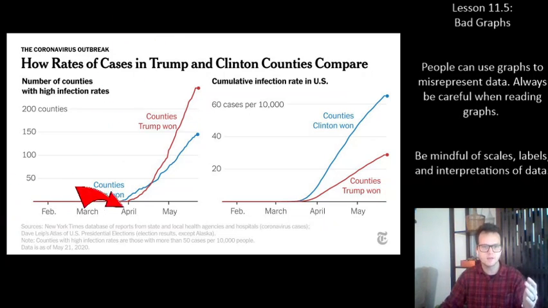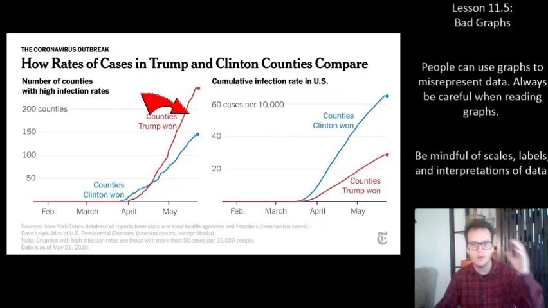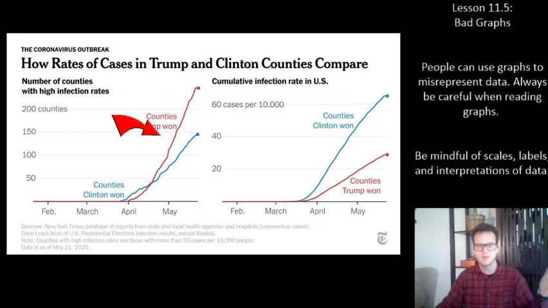The x-axes look fine. They go up seemingly even intervals of a month at a time. Y-axis for this first graph, they go up by 50, that's fine. Y-axis for this other one goes up by 20, that seems fine to me. So let's look at this first one. It says number of counties with high infection rates. So the counties that Trump won, there are way more counties that he won with high infection rates than Clinton, or at least like 50 more. Okay, fine. I believe the data is right, but okay.